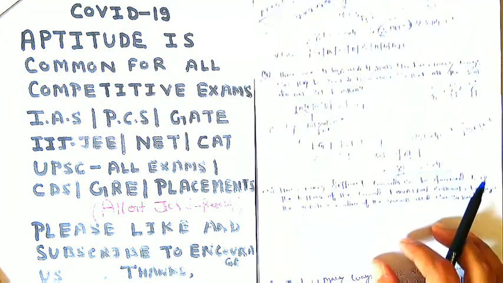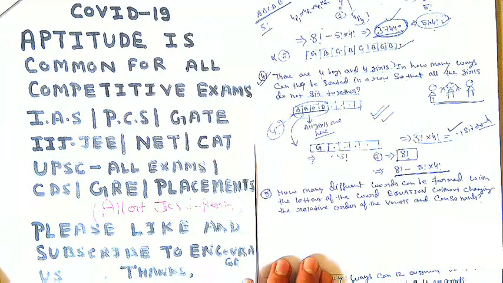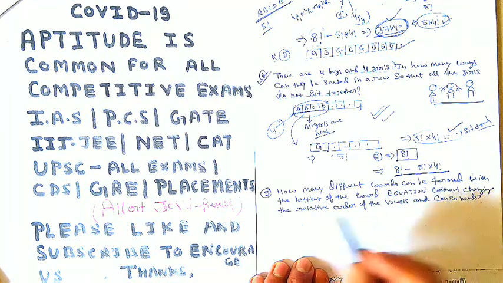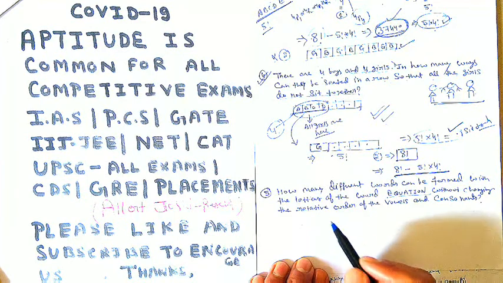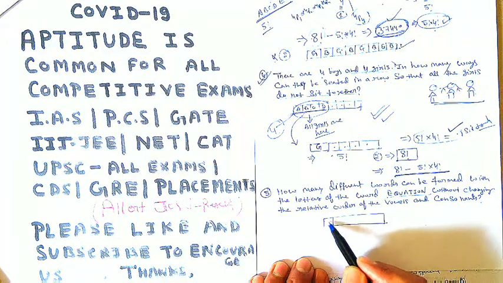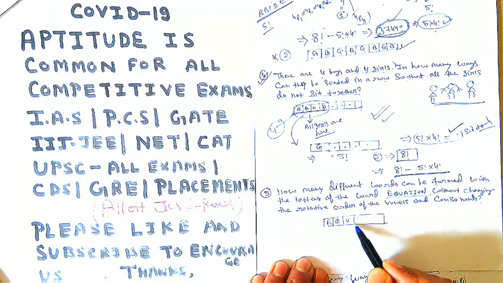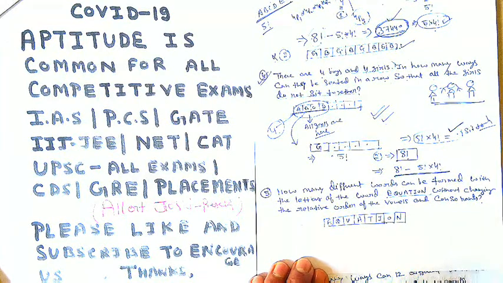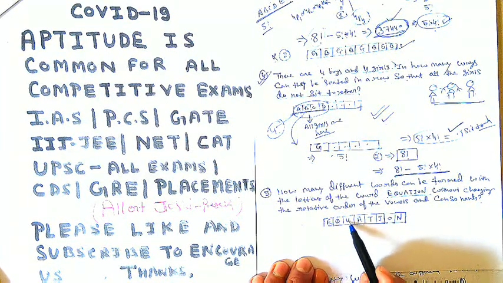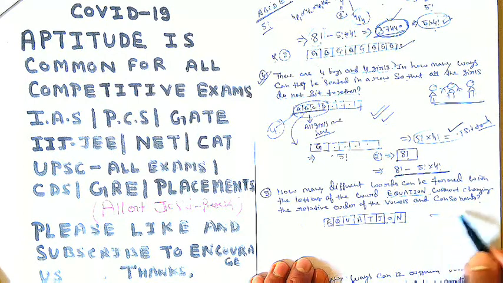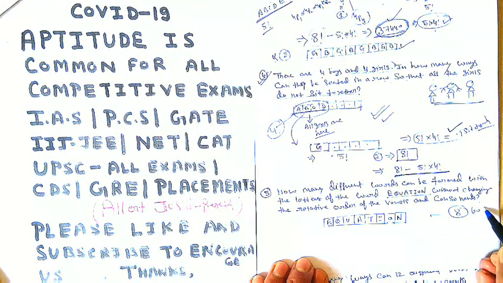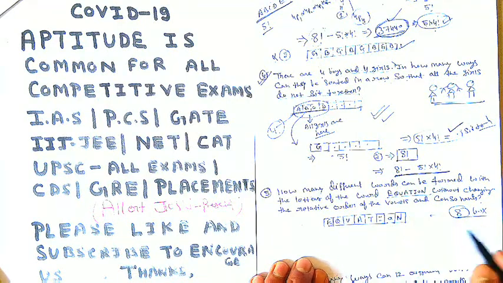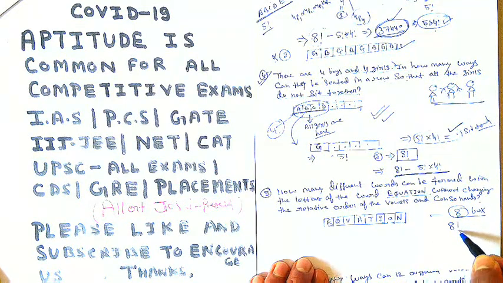Now the question number 5, the last question. He is asking how many different words can be formed with the letters of the word EQUATION. You have E, Q, U, A, T, I, O, N. How many boxes are here? 1, 2, 3, 4, 5, 6, 7, 8. There are a total of 8 boxes. If all the letters are different, then the total number of cases is 8 factorial.